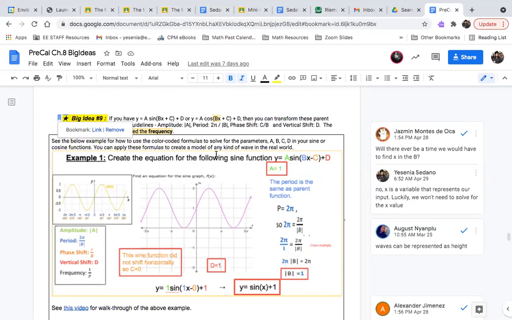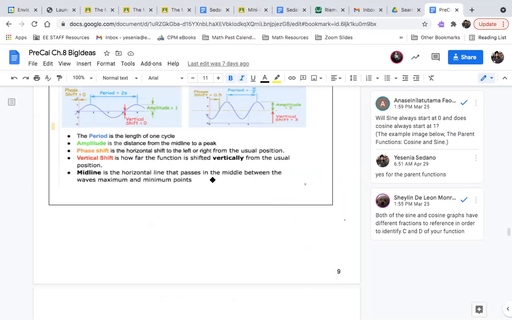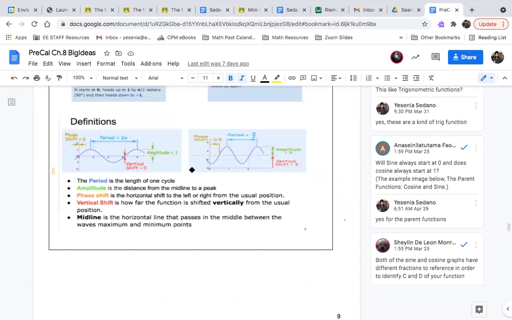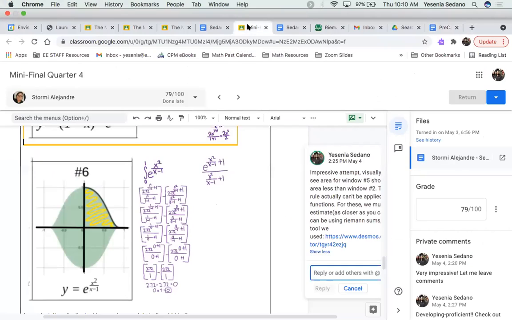if you go a little bit upper, in big idea 9, in the definitions, it says the amplitude is the distance from the midline to a peak. And then you're like, okay, what's the midline? Go down to this definition. The midline is that horizontal line that passes in the middle between the wave's maximum and minimum points. So we need the midline to find the amplitude, the A term. We need to make sure our A term is perfect, basically.